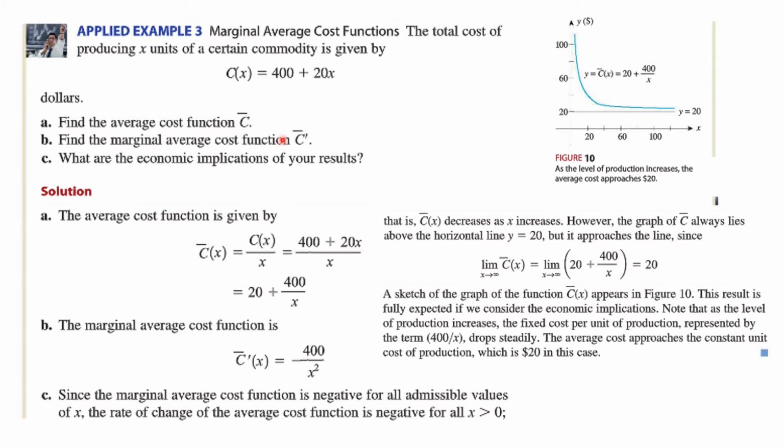So here's an example of that. Here's a cost function. We're to find C bar prime, and interpret the results.